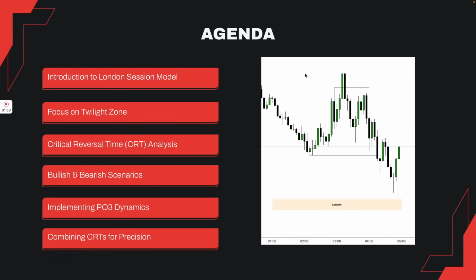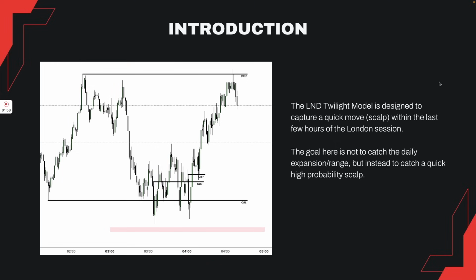As you can see in this image right here, from 1 a.m. to 5 a.m., we have the London time zone. Introduction. So what exactly is the London Twilight model? Well, it is basically designed to capture a quick move, some may call this a scalp, within the last few hours of the London session. That's very important to understand.